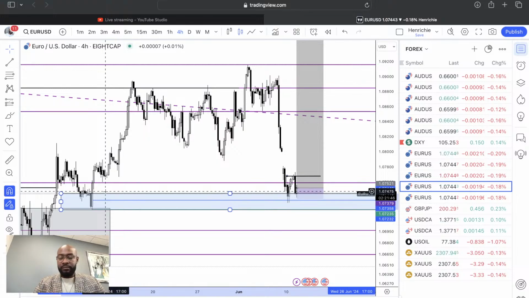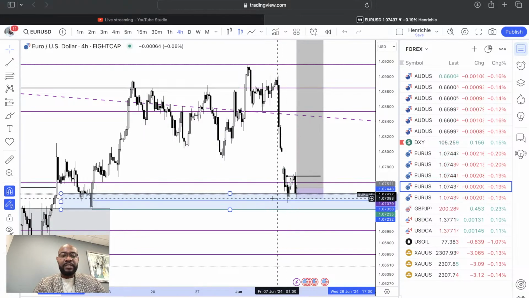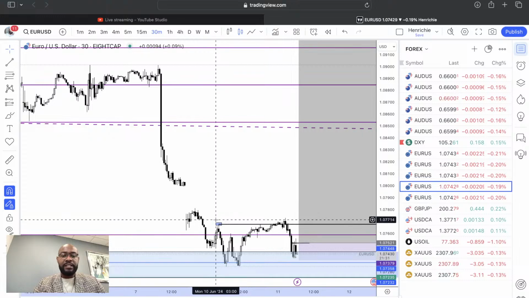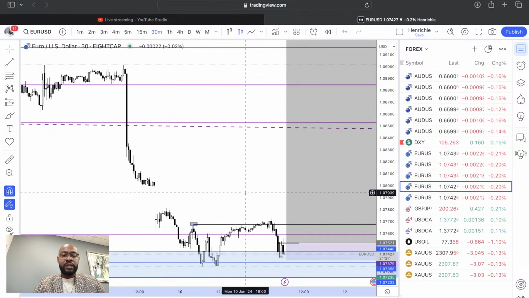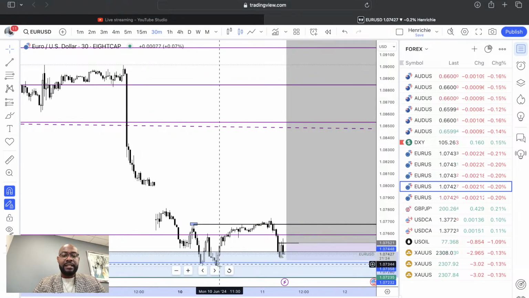So after that mitigation, all I want to see is a break of structure to the upside. And right here, you can see very nicely, price mitigated that position. We go to the 30 minutes time frame. You can see we'll have a 30 minutes high, 30 minutes low, and then a break of structure. Then I'm using this last down close candles as my point of interest to look for potential entries.